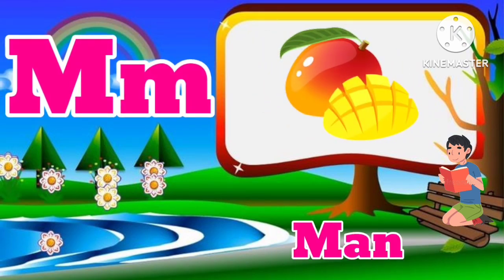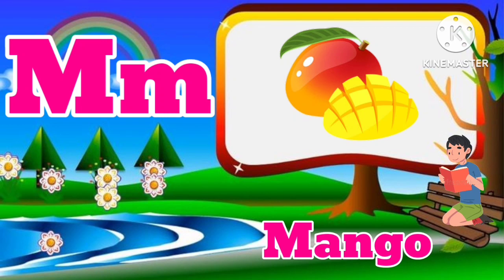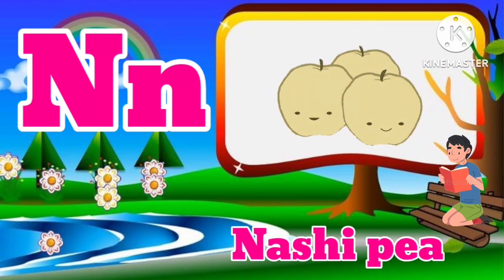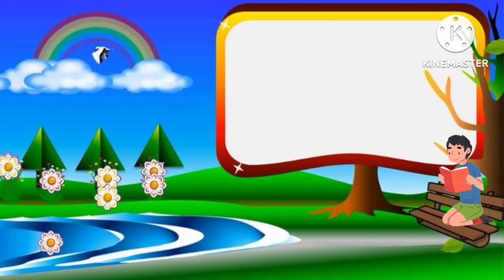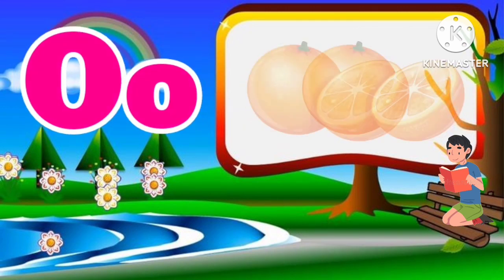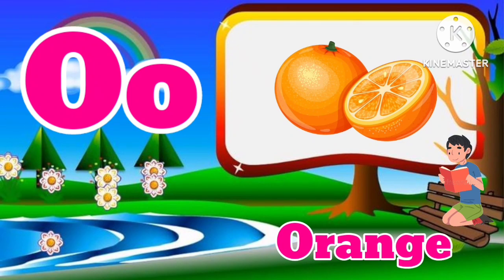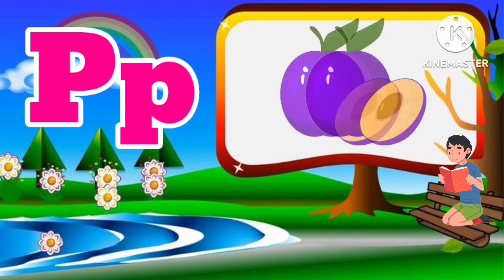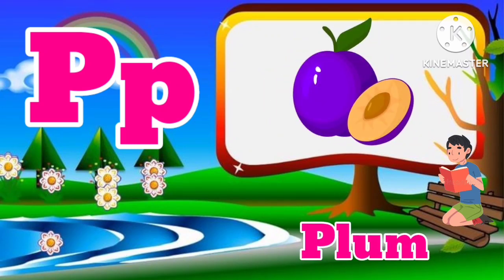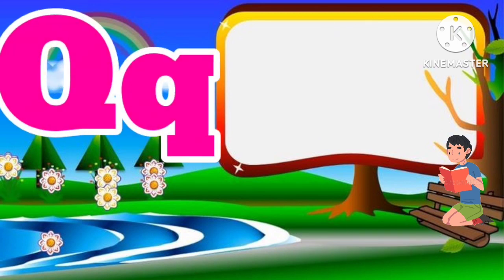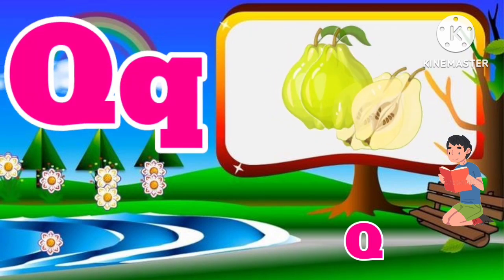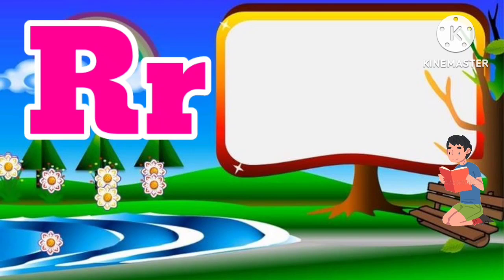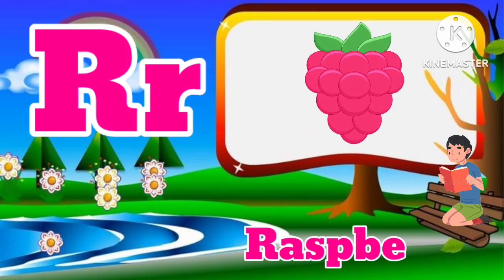M is for mango. N is for nashi pear. O is for orange. P is for plum. Q is for quince. R. R is for raspberry.